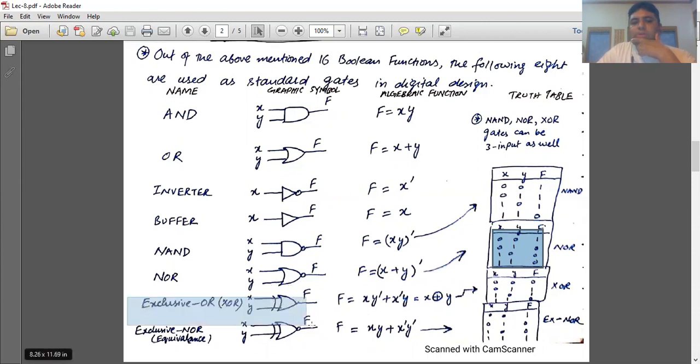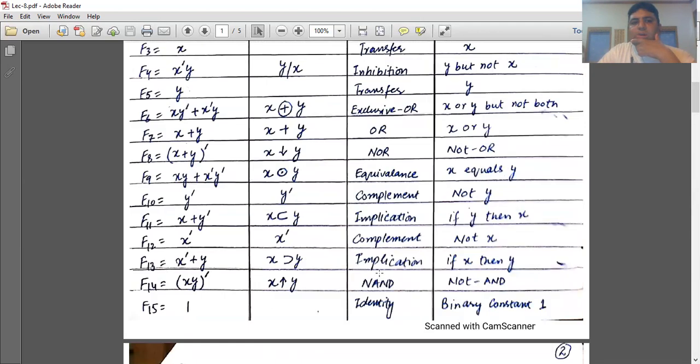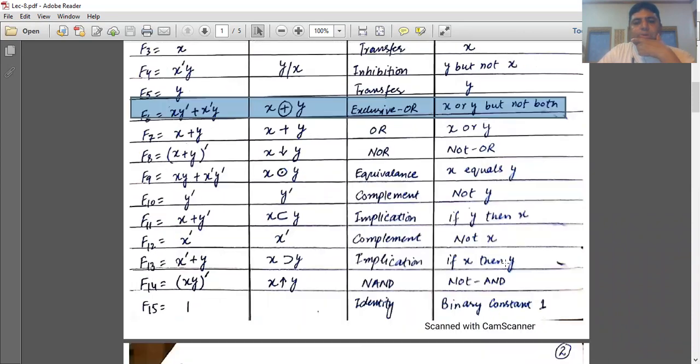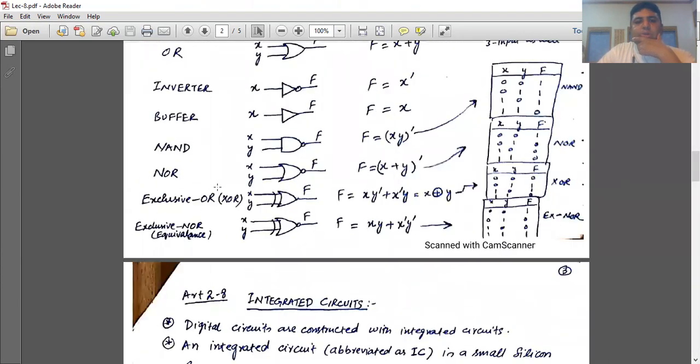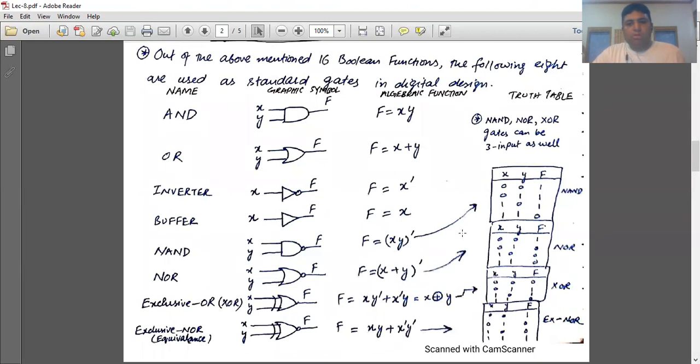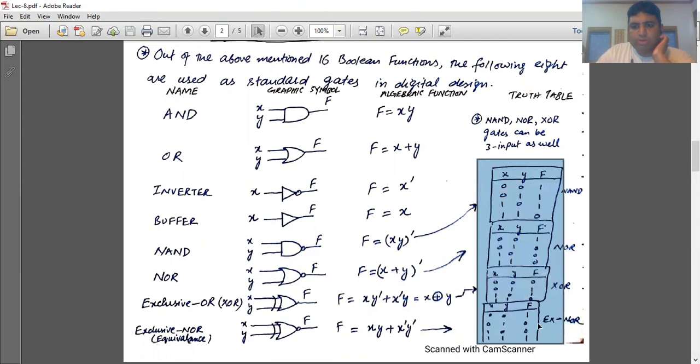And this is exclusive OR, which is XY bar plus X bar Y, which we have already discussed here. This is the gate of exclusive OR. And then the last gate is exclusive NOR, or equivalence, which is this function, XY plus X bar Y bar. So these are some gates. These are the truth tables of NAND, NOR, exclusive OR, and exclusive NOR.